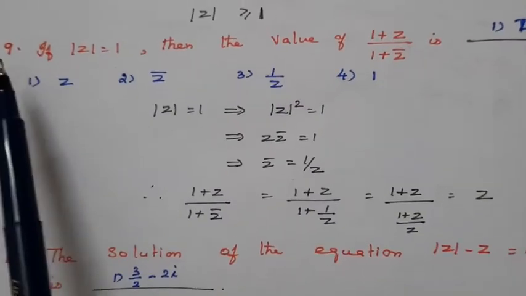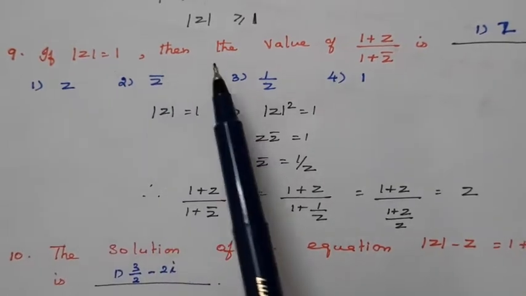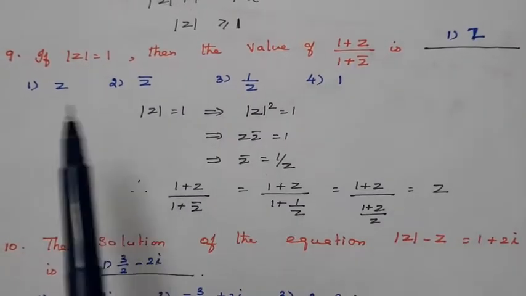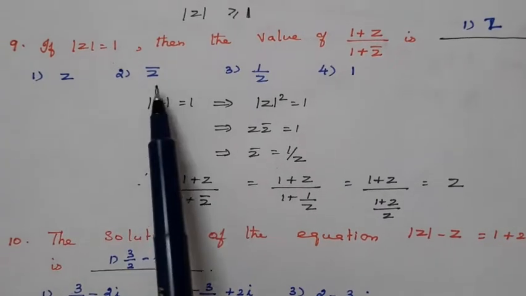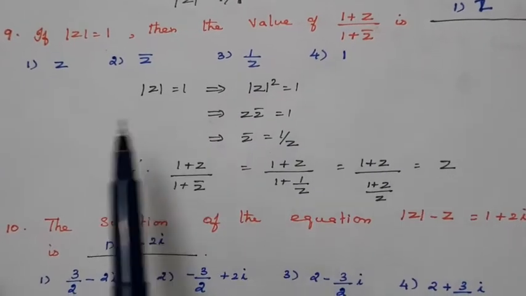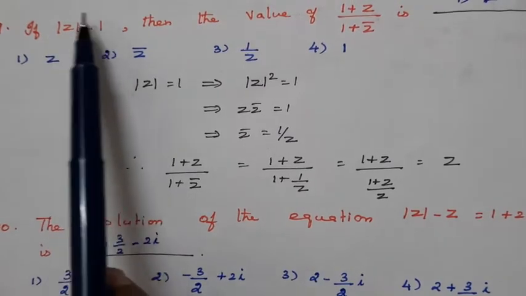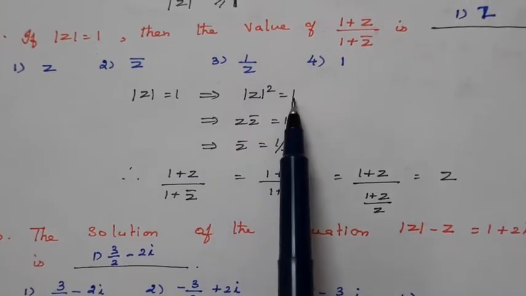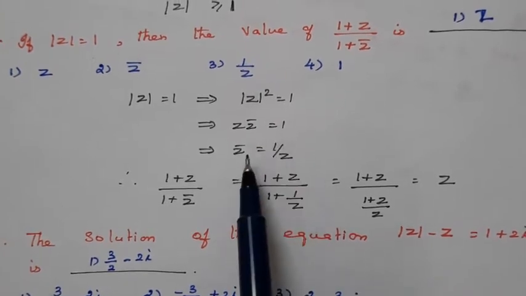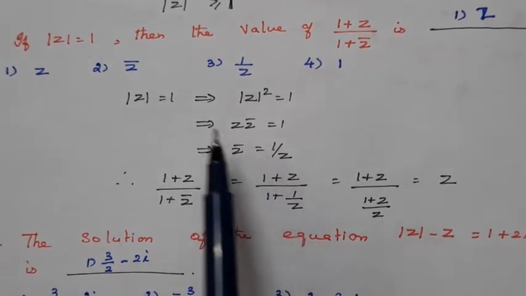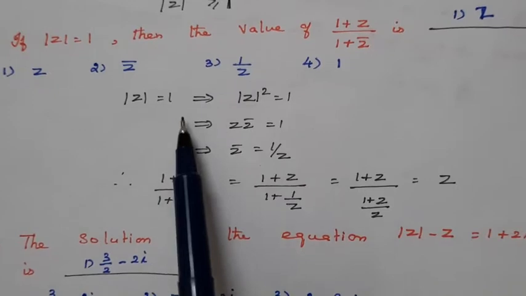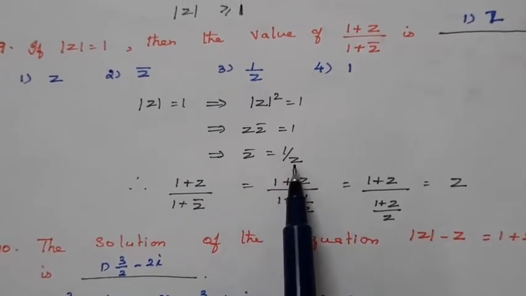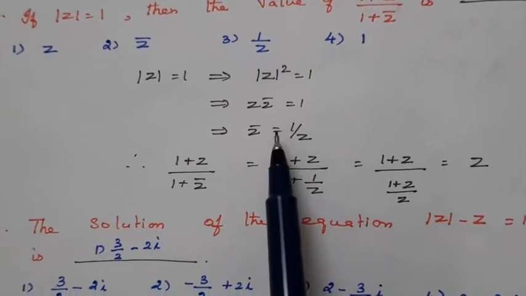Then question number 9. If modulus of z is equal to 1, then the value of 1 plus z by 1 plus z bar is dash. Options are z, z bar, 1 by z and 1. See, whenever you come across this condition modulus of z is equal to 1, immediately you can write its whole square is also equal to 1, or z z bar is equal to 1 and z bar is equal to 1 by z. So when modulus of z is equal to 1, you have to use this condition z bar is 1 by z, or z is equal to 1 by z bar according to the problem.